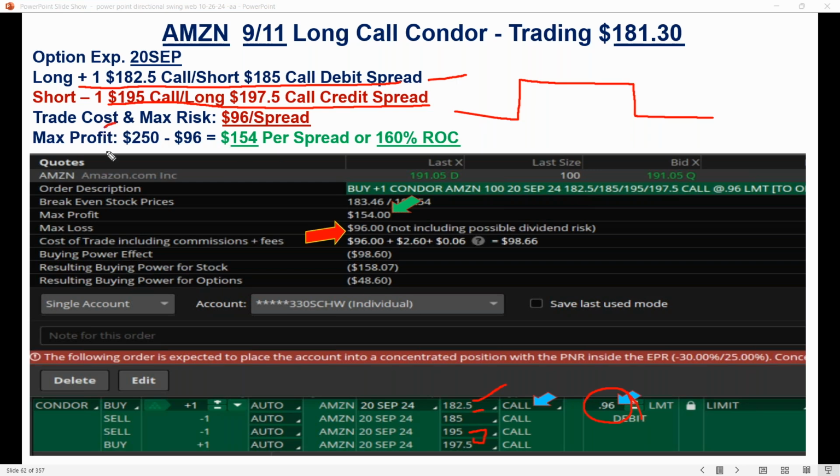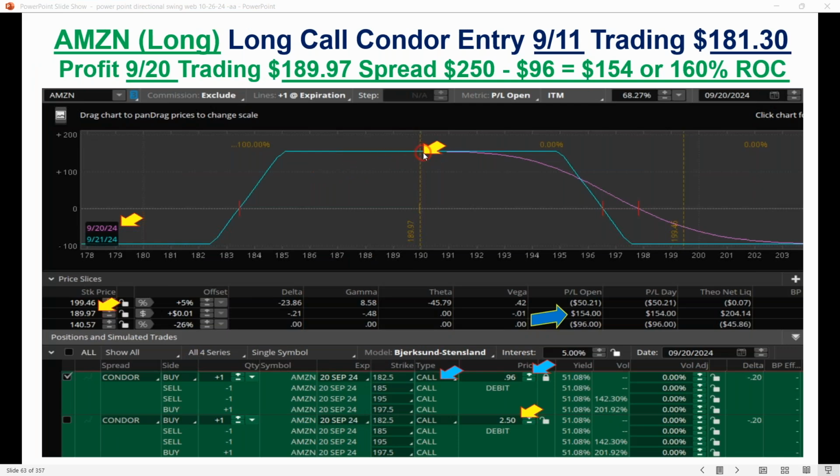So potential to make $250 wide spread, less our cost or risk, $154. Potential return would be 160% if it goes out inside our Condor right there. And this one actually did. So here was the trade where it went out right there.